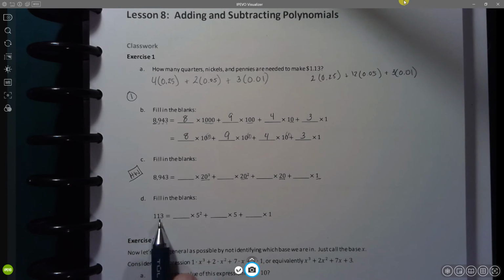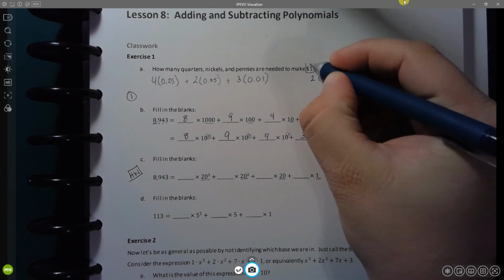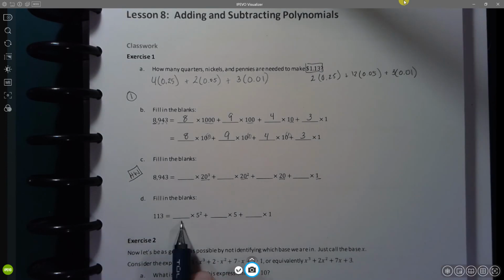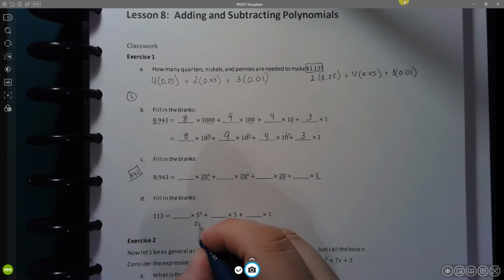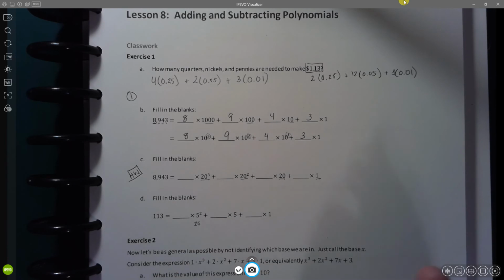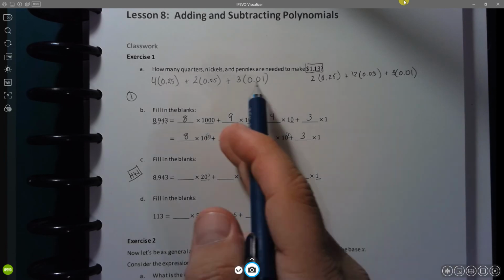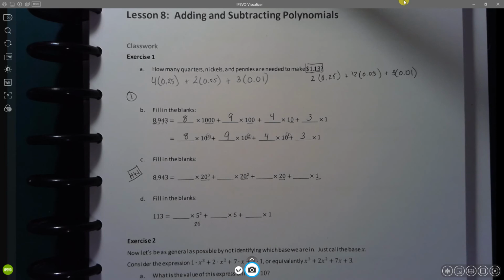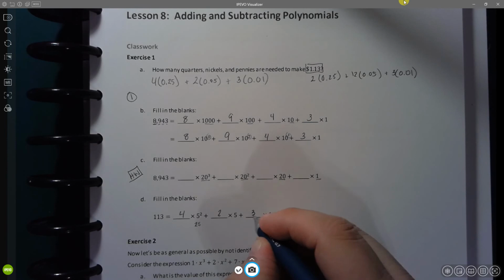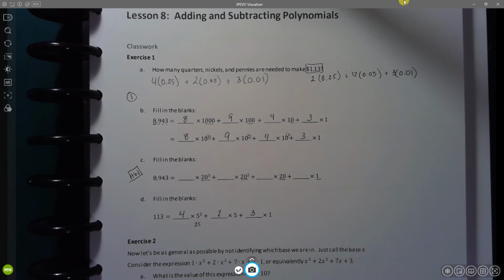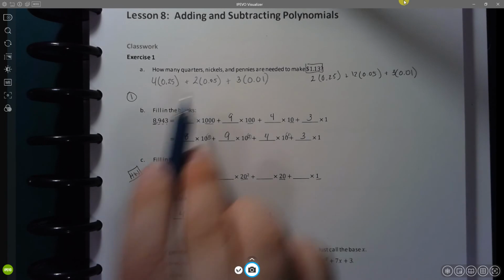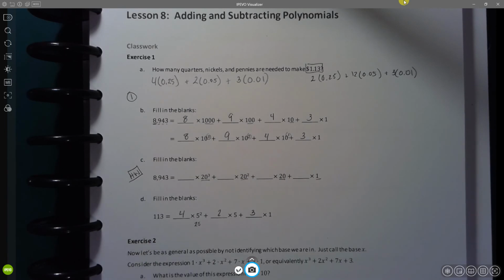113. Oh, wow, 113 looks a lot like $1.13. Blank times 5 squared. Oh, wow, look. 5 squared is 25. Looks like a quarter to me. And then it looks like a nickel and a penny. So if that's true, then I should be able to use any of the combinations I used up here to get the correct answer down here. So I did 4 quarters, 2 nickels, and 3 pennies to get my answer the first time. This is an expanded form of this up here. It's just using exponents. With polynomials, you're going to see exponents a lot more often.